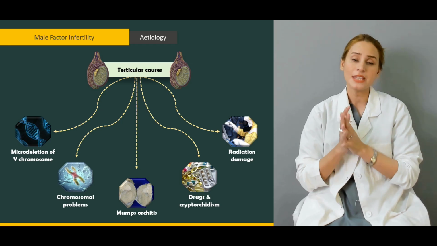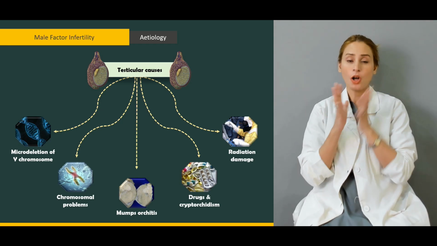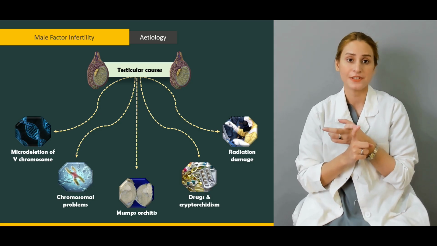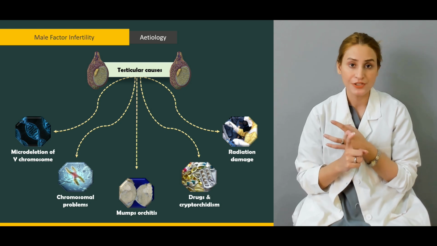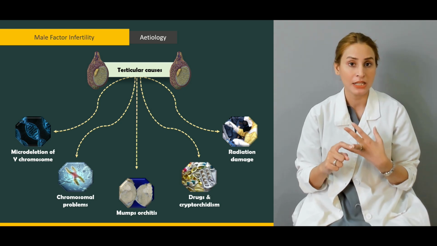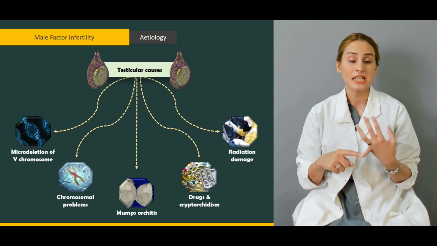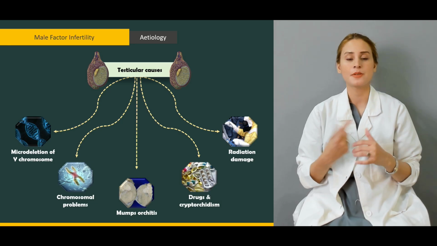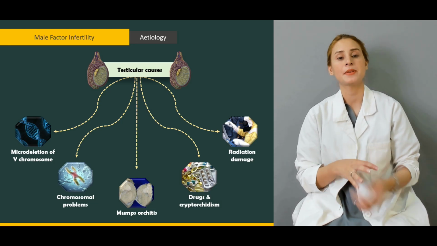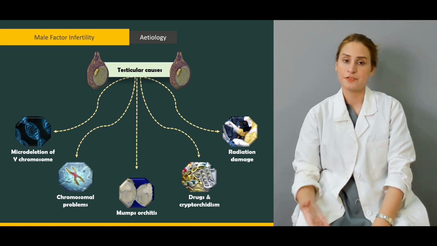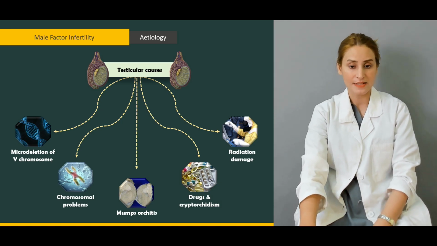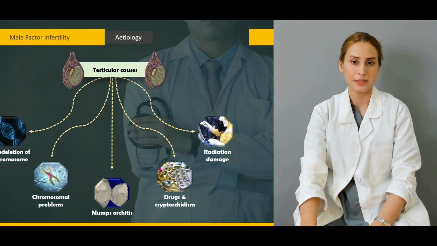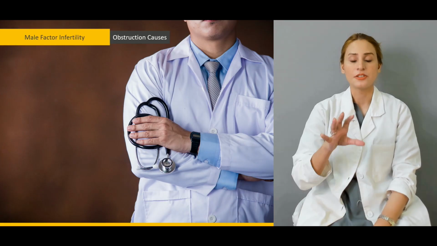So if you are thinking about male factor infertility, always try to find the etiological factor, like Klinefelter syndrome, microdeletions of the Y chromosome. There can be testicular atrophy, there can be testicular agenesis. There can be chromosomal problems. There can be mumps orchitis. There can be cryptorchidism, which is also related to testicular malignancy as well. And the causes can be radiation damage, or particularly drugs.